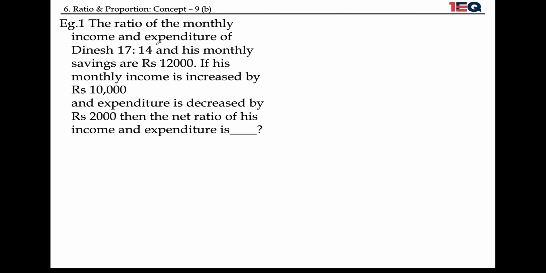The ratio of the monthly income and expenditure of Dinesh is 17 is to 14, and his monthly savings are 12,000. If his monthly income is increased by 10,000 and expenditure is decreased by 2,000, then the net ratio of his income and expenditure is what? Let me go ahead and solve it. Let's assume this is 17 and this is 14. This is the income, and this is the expenditure. I'm taking it directly from the question.